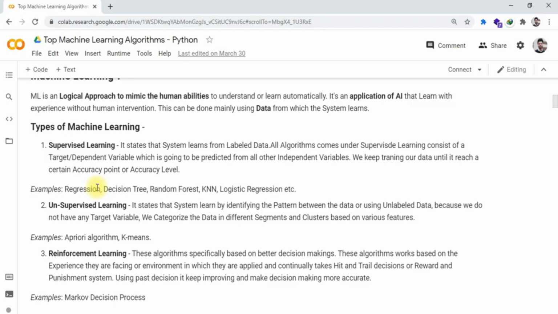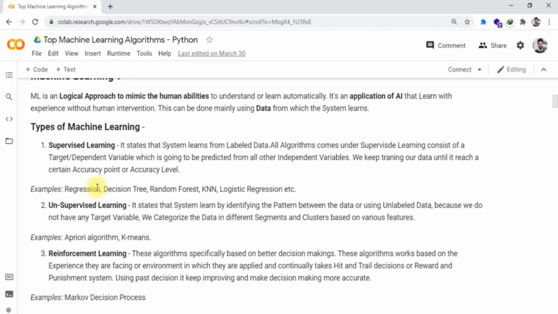So this type of data is called labeled data, because we know what each column specifies. Examples are regression algorithms, decision trees, random forest, KNN, logistic regression. So these are the supervised learning algorithms.